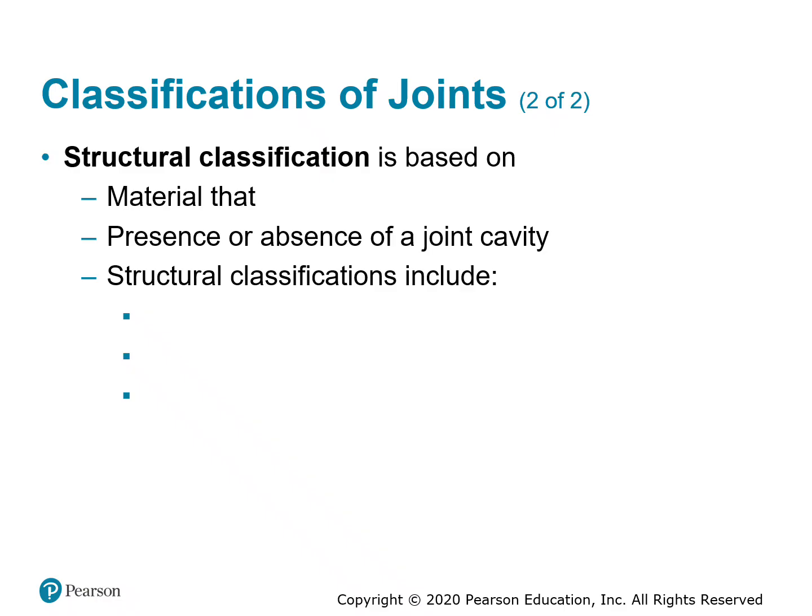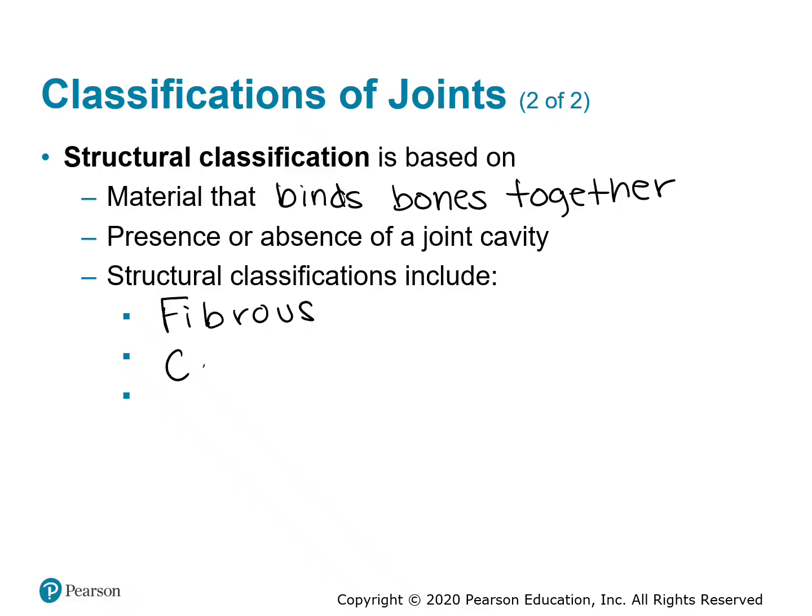The structural classification is based on a few things. First is going to be the material that binds the bones together. Then the presence or absence of a joint cavity. Those are going to be your main structural things, okay? The structural classifications of joints include fibrous joints, cartilaginous joints, and synovial joints.